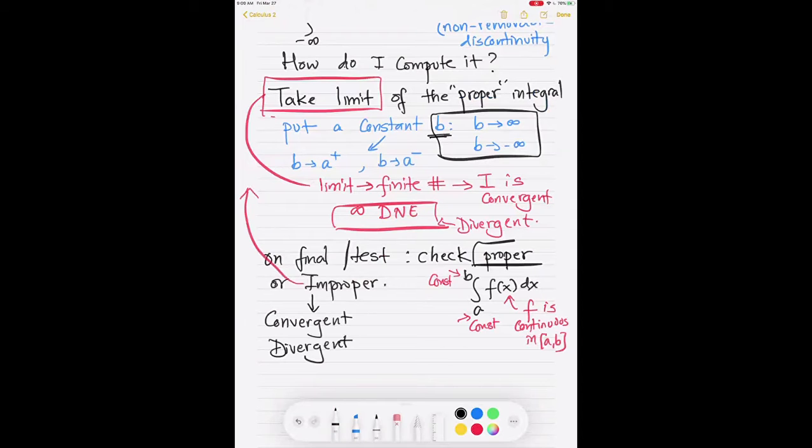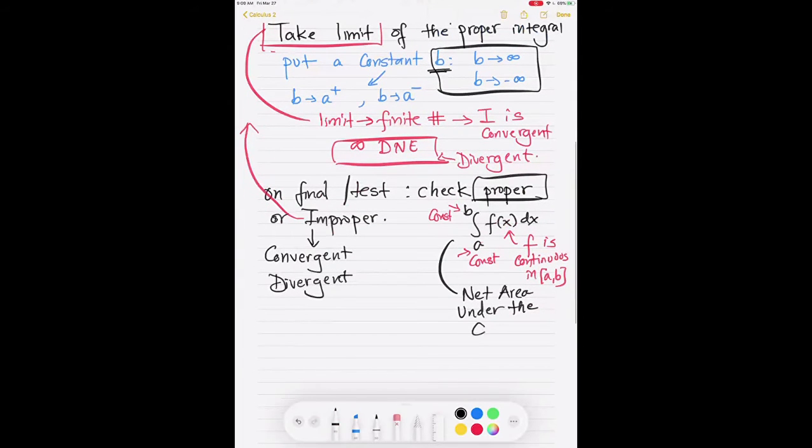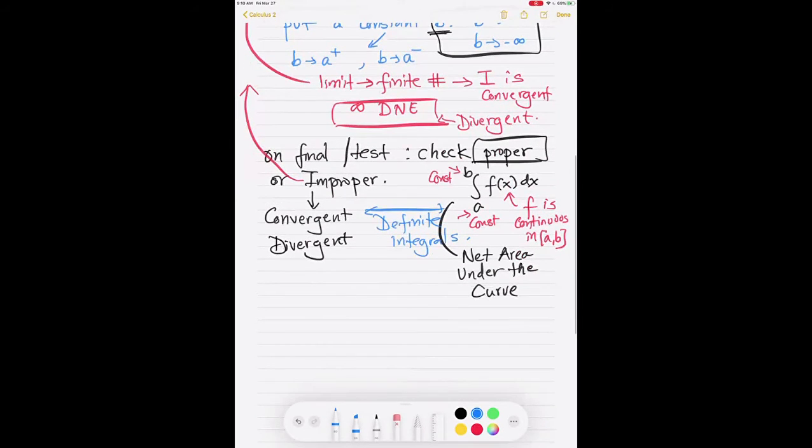If it is proper, then I know I'm going to get a number here. This is the net area under the curve, or the volume, depending on how you set it up. But notice we're talking about proper integrals. We are talking about definite integrals in both cases. So I want you to see the connection, that we are talking about definite integrals here. So we're not talking about the antiderivatives. Having said that, now here's my first example.